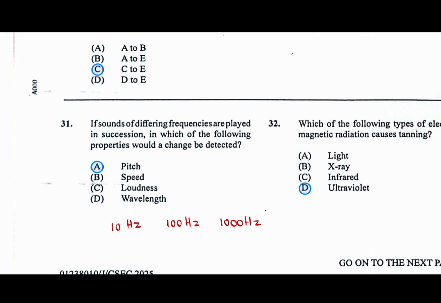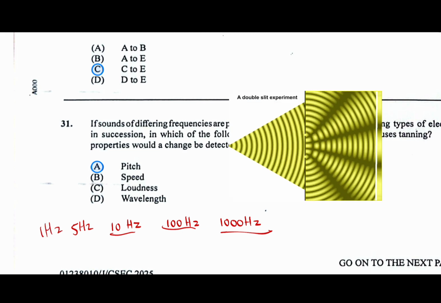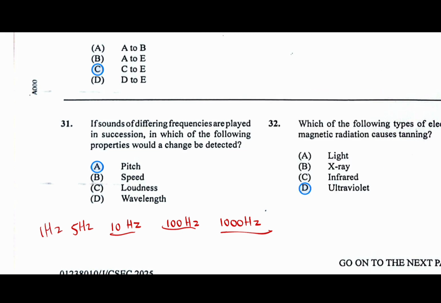Recognize what's going on. If I'm playing frequencies in succession, it could even be lower frequencies, right? I could start off at 10, go to 5, then go to 1 hertz. But the main thing that you need to recognize is if you are changing frequency, you are changing pitch. Remember, frequency has to do with pitch, either how high or how low something is perceived.